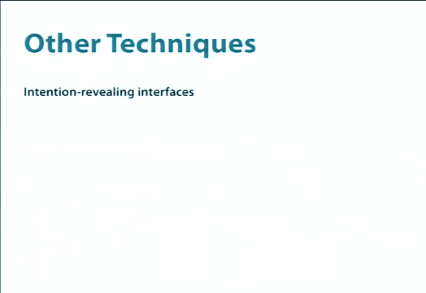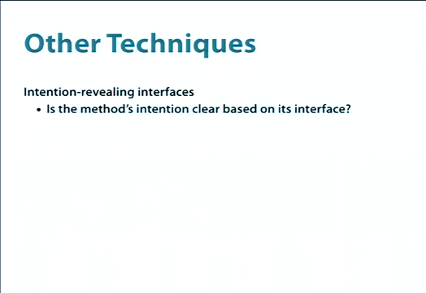Some other techniques that can be useful: intention revealing interfaces. Basically, if you look at the interface for a method, is it clear what it does? Is its intention clear based on its interface?